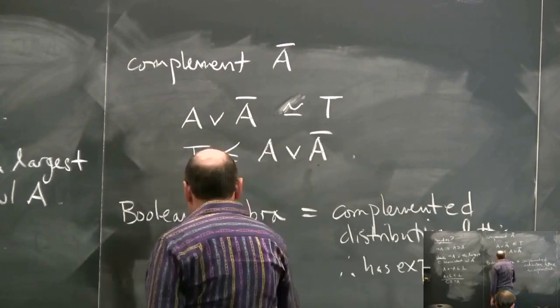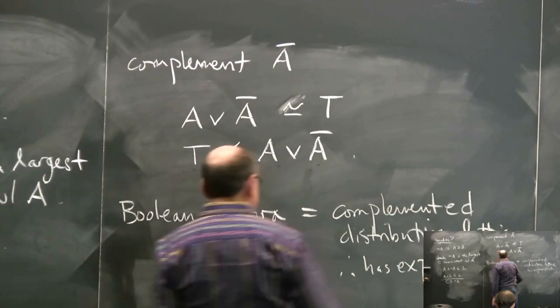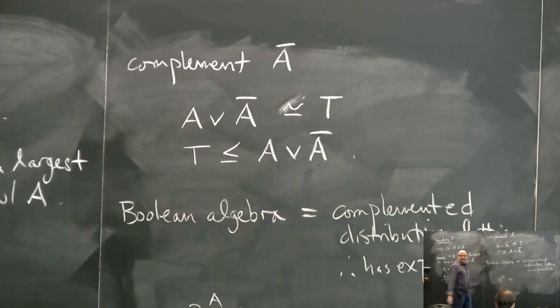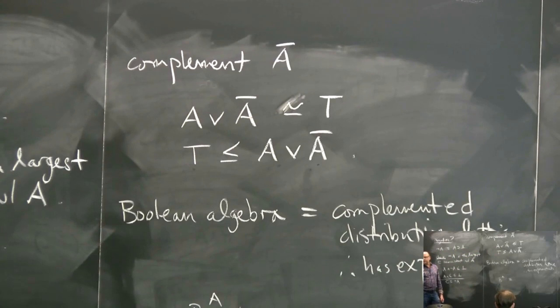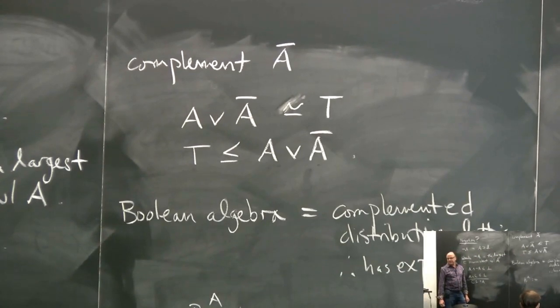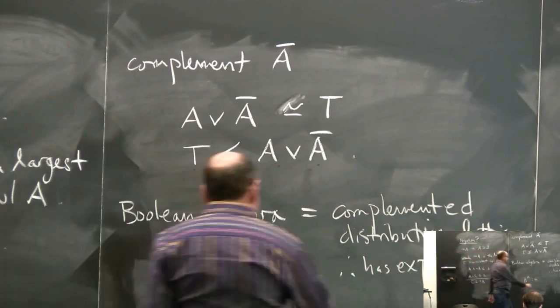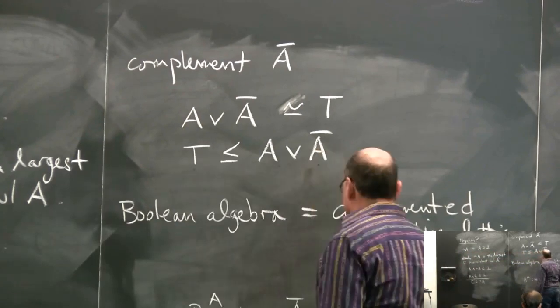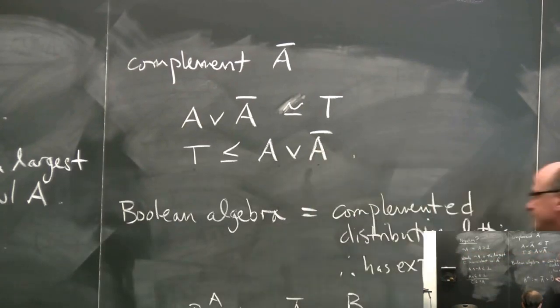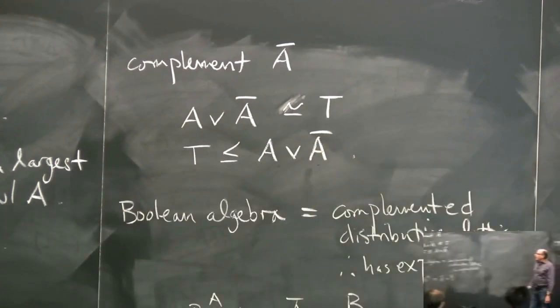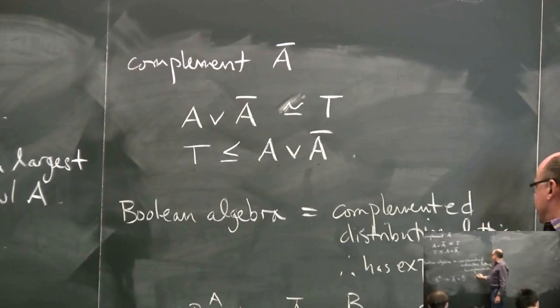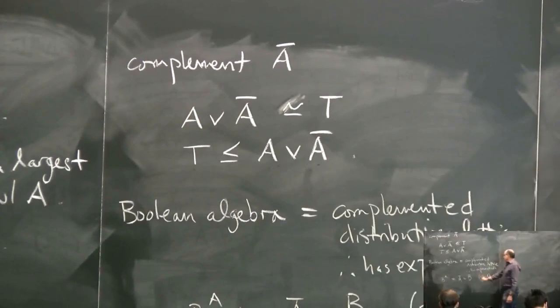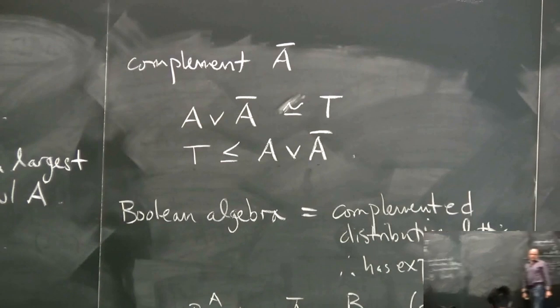What is the exponential? What is b to the a? What's the definition of b to the a? You're going to have to check this. It has exponentials. What should the exponential be? Yeah, except that it shouldn't be not, it should be complement. So it's the complement of a or b. So you should check that this actually is a notion of exponential.